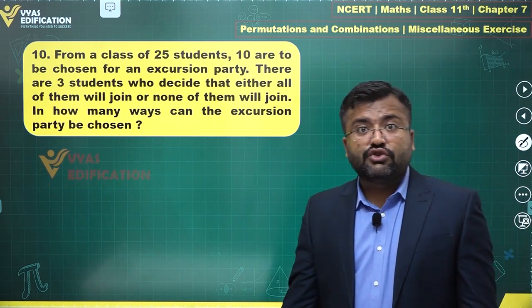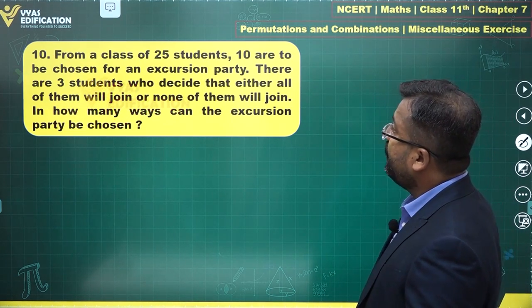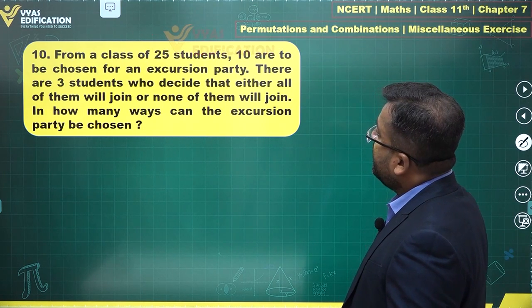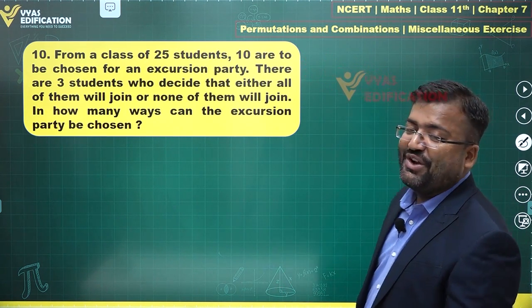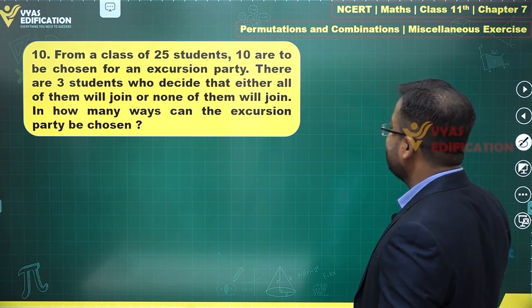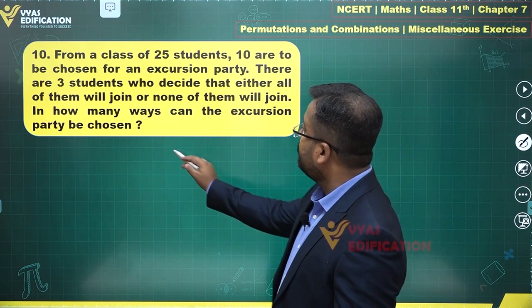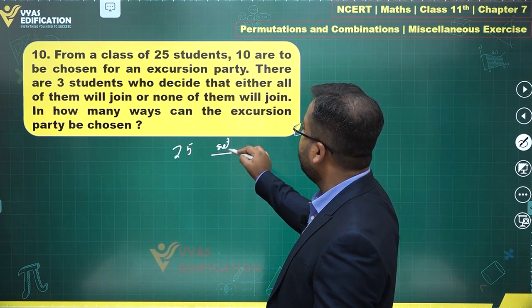The 10th question says, from a class of 25 students, 10 are to be chosen for an excursion party. There are 3 students who decide that either all of them will join or none of them will join. How many ways can the excursion party be chosen? So from a class of 25 students, 10 are to be chosen. Select 10.